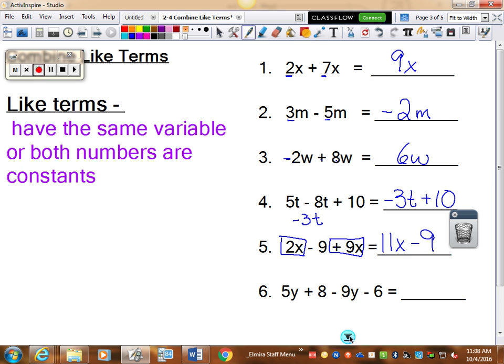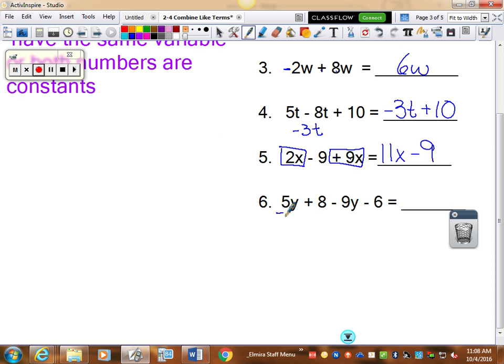Lastly, I've got 5y minus 9y makes a negative 4y. Okay, so those are my y terms, they go together. And then I have a plus 8 and a minus 6. Well, plus would mean I have $8. Minus 6, take away 6 is 2. It's a positive 2, but when I put it in a problem, I'll make it a plus sign and 2. Okay, so that's just the combining like terms part.